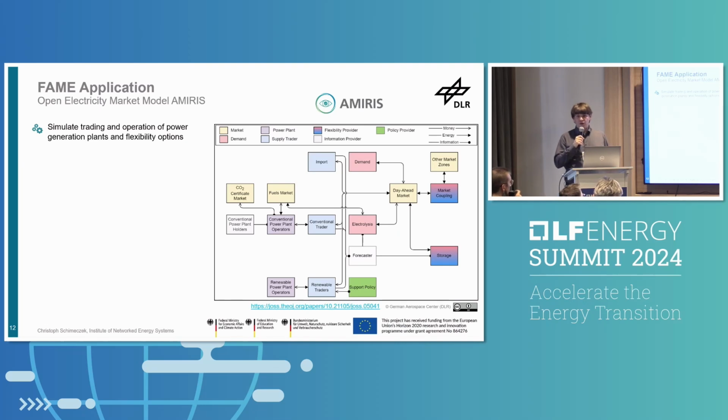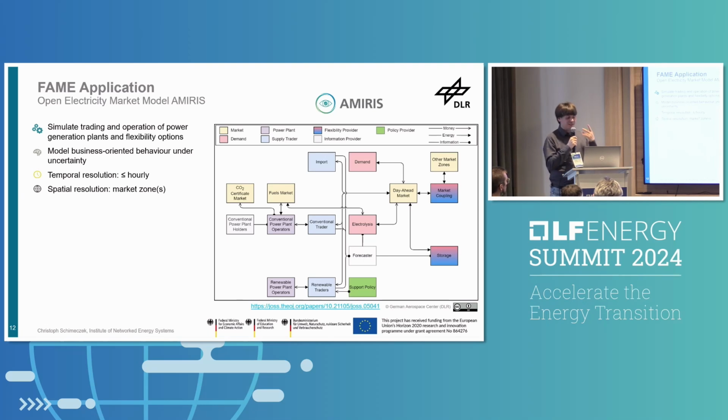One example of a FAME application is the full-blown open electricity market model AMIRIS. You can see it here, not for detail, but just to understand what FAME is capable of handling. You can simulate the trading and operation of power generation plants and flexibility options with AMIRIS. Model business-oriented behavior under uncertainty for each of these agents with a temporal resolution of at least hourly and a spatial resolution of market zones. And this usually runs on my laptop in about 10 seconds, for one year of data.